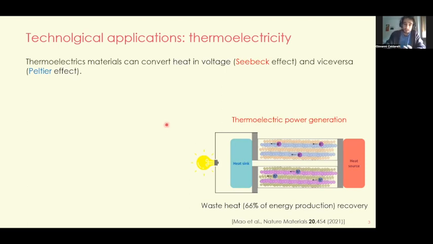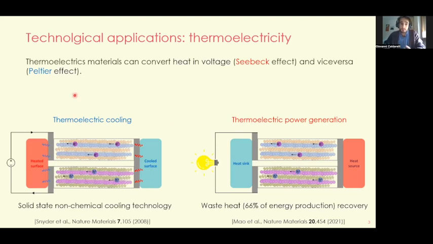And on the other side, thermoelectrics could be used in a technology such as thermoelectric cooling, which could consist of a solid state cooling technology that is not based on harmful chemicals, so it could be environmentally friendly. And why do we need a thermal insulator for this kind of material? Because the thermoelectric figure of merit, which is a measure of the efficiency of a thermoelectric device, is inversely proportional to thermal conductivity. So the best thermoelectrics are the worst thermal conductors, so the best thermal insulators.